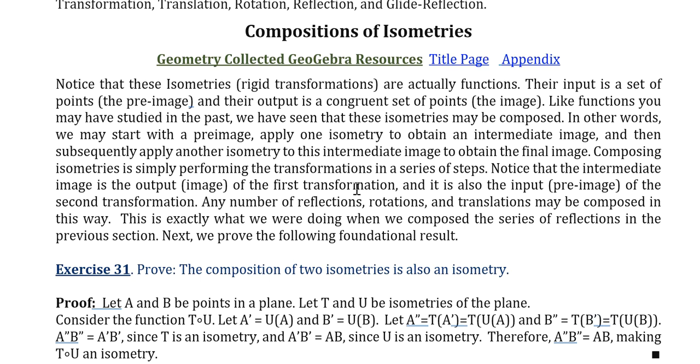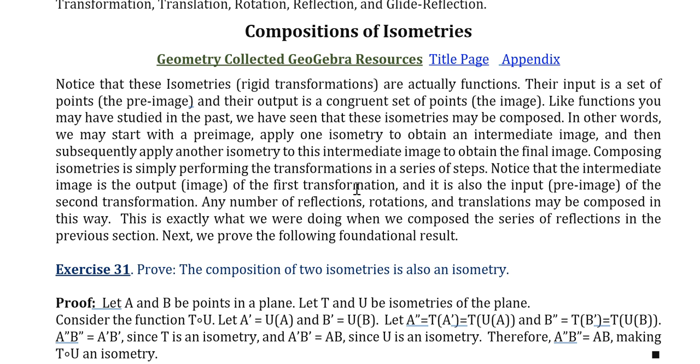So isometries, rigid transformations, or congruence mappings, are actually functions. Their input is a set of points, the preimage, and their output is a congruent set of points, the image. And like functions you may have studied in the past, we see that these isometries may be composed. In other words, we can start with the preimage, apply one isometry to obtain an intermediate image, and then subsequently apply another isometry to the intermediate image to obtain the final image. That's exactly what we mean by composing functions.